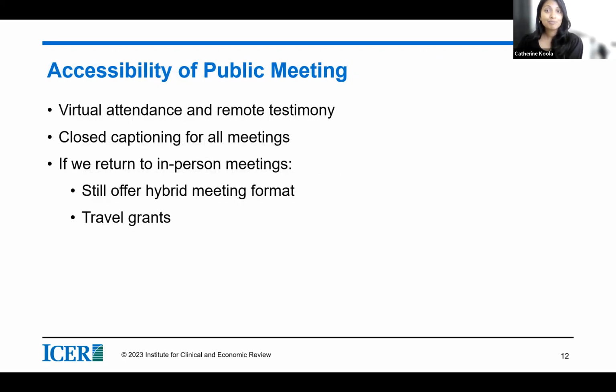Our updates to the public meeting format also help address some of the more logistical or communication barriers that may exist for patient engagement. So with regard to the public meeting, we will continue to offer virtual attendance and remote testimony, and now also offer closed captioning for those who are unable to follow along with the audio. And so we were happy to see all the positive feedback on these changes, as well as our commitment to patient compensation. Next slide.